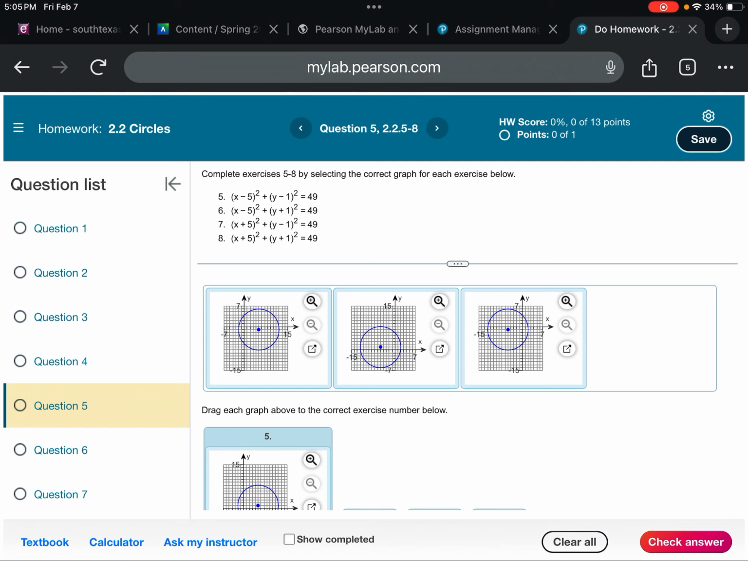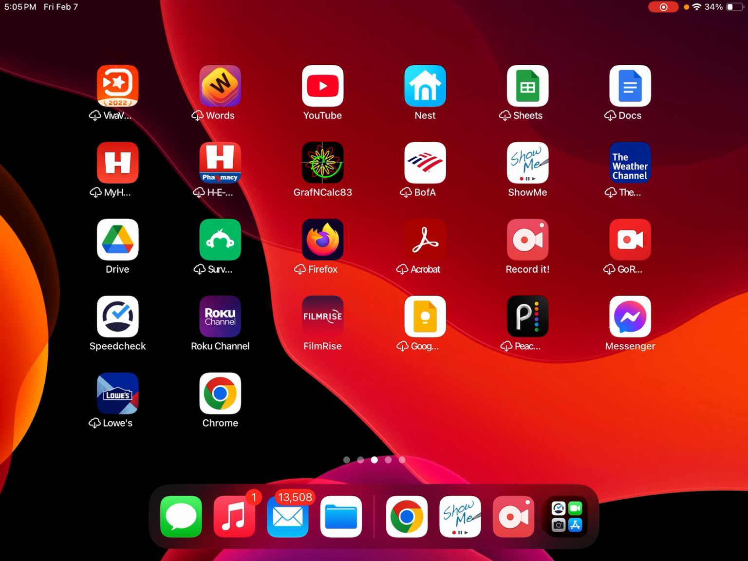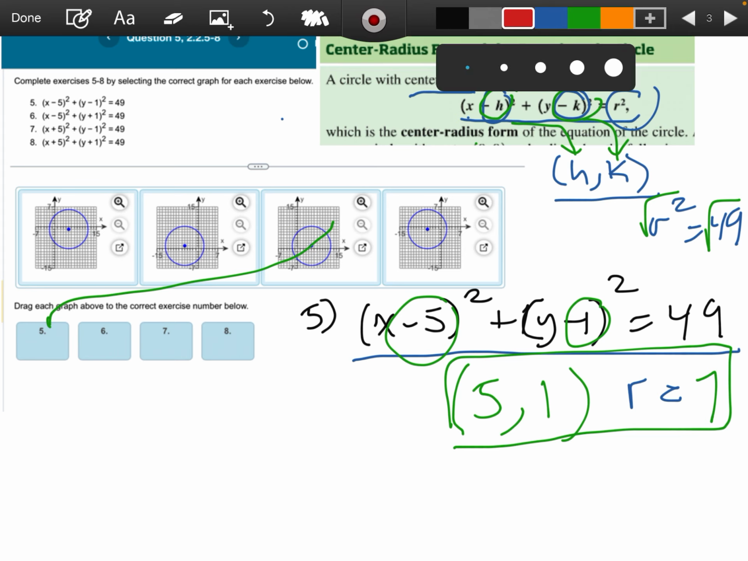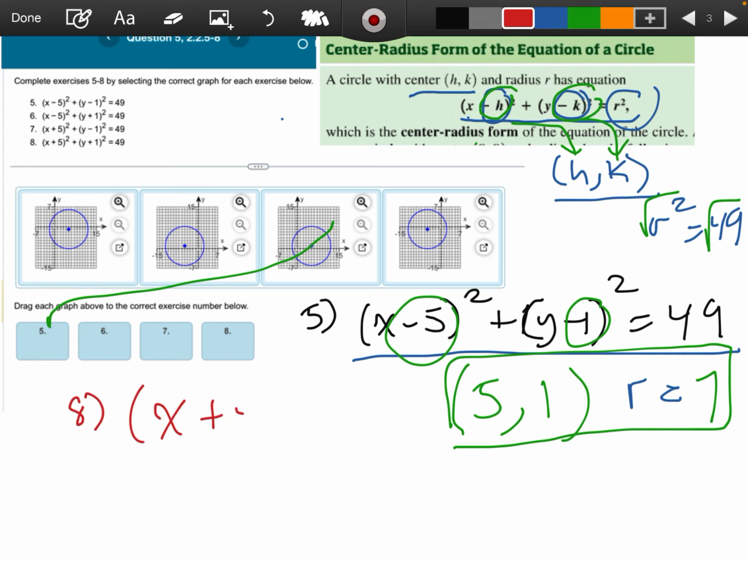Let me come back, and I'm going to do number 8 now, okay? So let me come back here. And let's take a look at number 8. So we said this one here, boom, was number 5. Let's take a look at problem number 8. We'll do the same thing, y'all. If I look at 8, my equation is (x + 5)² + (y + 1)² = again, 49, right? Sorry, I know it's a little messy. Let's fix that.